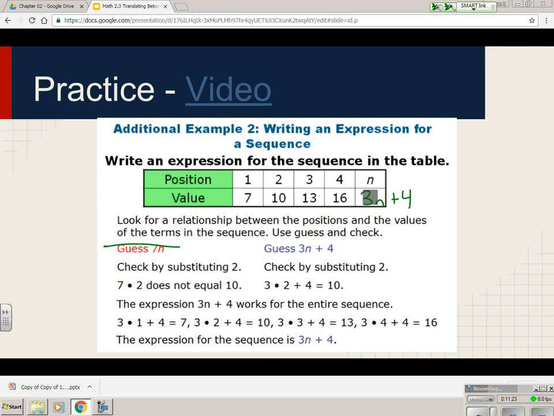So if I said at any time, I'll extend this chart out. If we said, if position is 17, what is the value? Well, to solve this, all we have to do is put 17 in for n. So 3 times 17 plus 4. 7 times 3 is 21. 3 times 1 is 3, plus 2 is 51, plus 4, which is 55. That is how you solve it. Okay? And check your work.